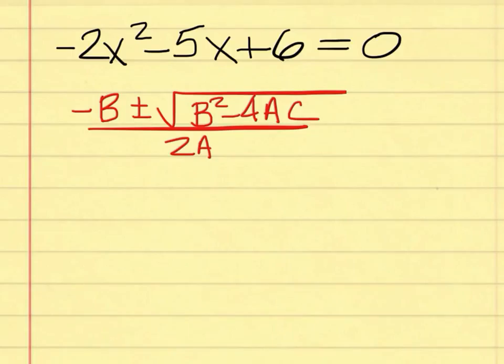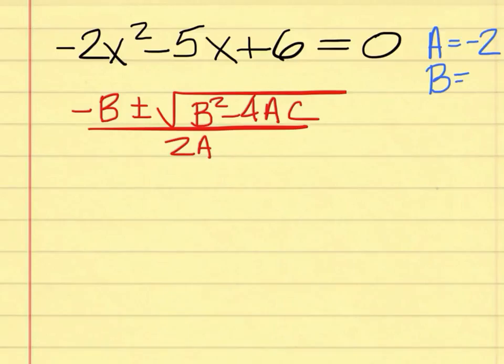What is the next thing that I should do? Plug in the numbers. That's right, so he gets a point. And before I plug in the numbers, here's another question. Can somebody tell me what A is? A is negative 2, yes.